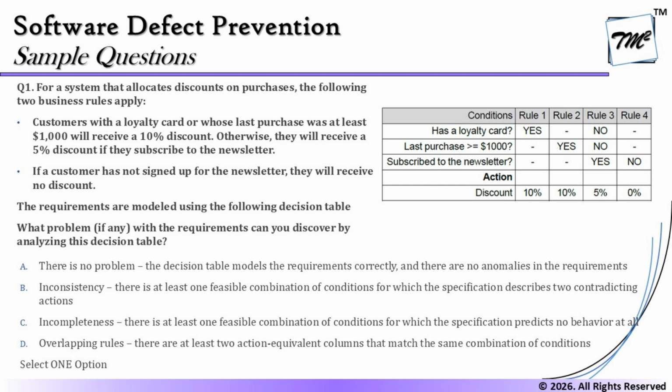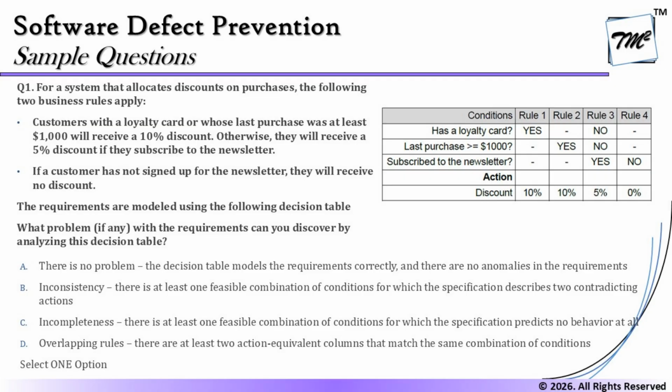So I don't see any inconsistency here, or there are no two contradicting actions. 10%, 10%, 5%, and 0%. Whereas option C says incompleteness. There is at least one feasible combination of condition for which the specification predicts no behavior.